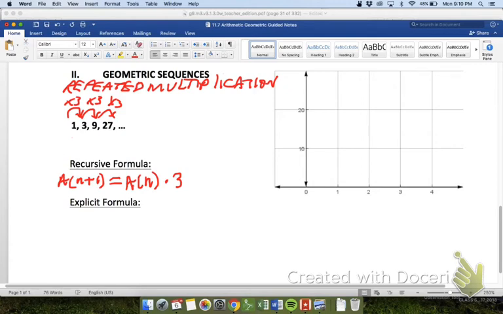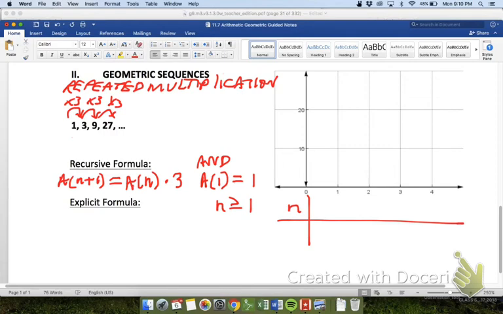Now we need to set the other parameters, right? So we need to say, and the first number in the sequence, a of 1, is, in this case, 1. Right, that's that 1 right there. And we also say that we're going to count up from 1. So we say n is greater than or equal to 1. So we're not going to go backwards in our sequence. And we could put this in a table of values because it might help us get to our explicit formula.